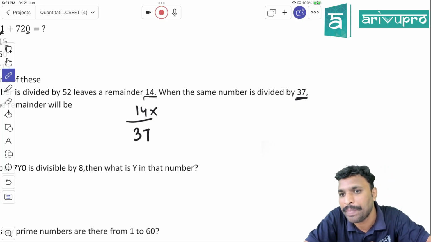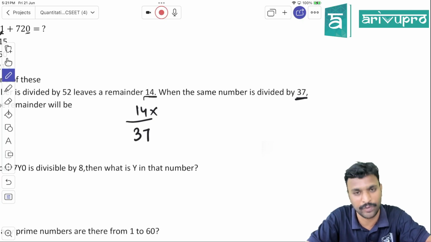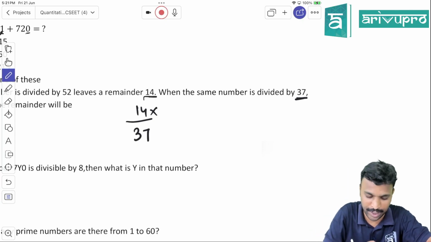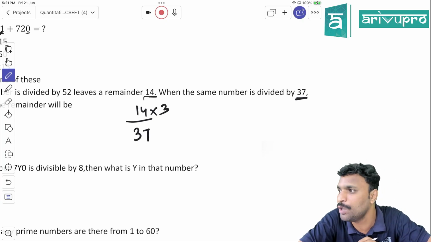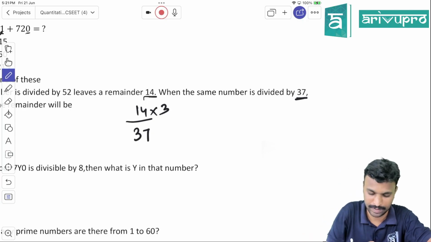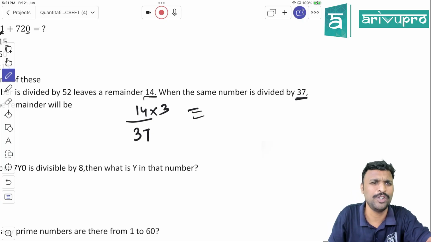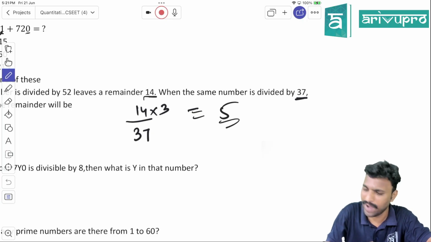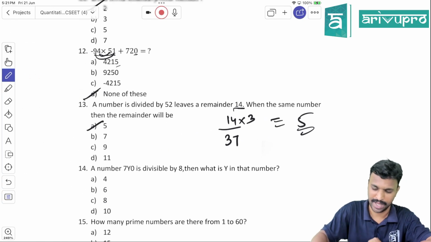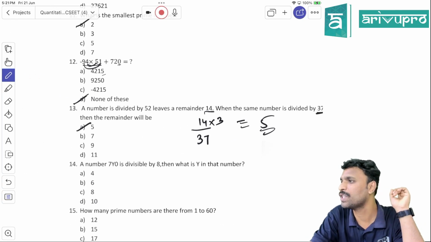14 into 2, 28. Is 28 divisible by 37? Again, no. Multiply by 3. So, 14 into 3, 42. 42 by 37, the remainder is how much? 42 by 37, the remainder is 5. The answer is option A. Have we not solved questions like this?